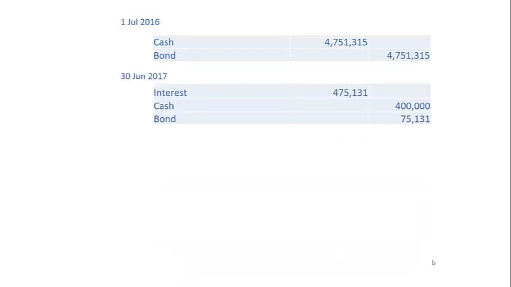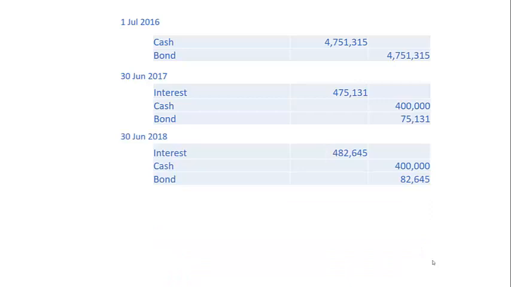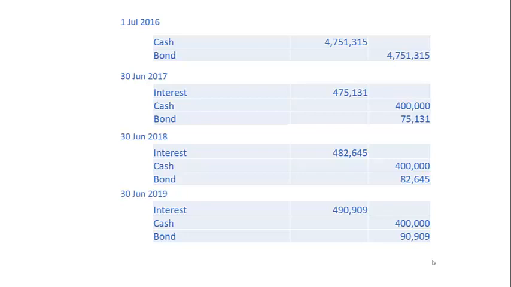At the end of the first year, we'd recognise a coupon payment of $400,000 cash, and we'd recognise an interest expense of $475,000. The difference is effectively capitalised interest, which would add to the value of the bond. Year 2, row 2. Year 3, row 3. And so what you can see is that we've simply allocated the periodic payment between principal and interest, and yes, the allocation to principal can be a negative number.